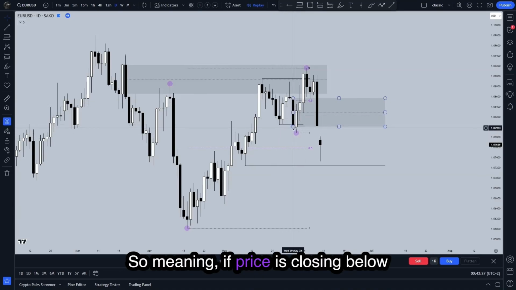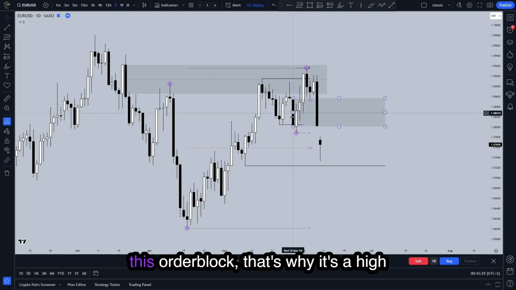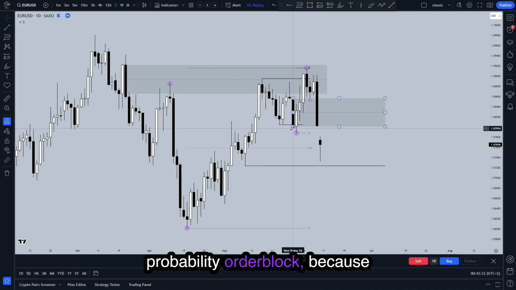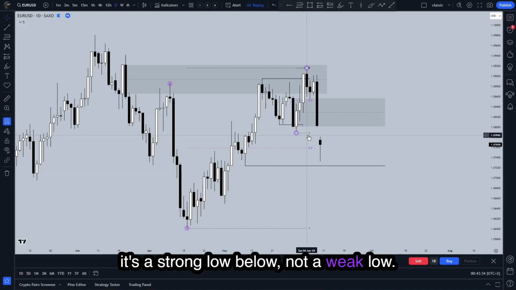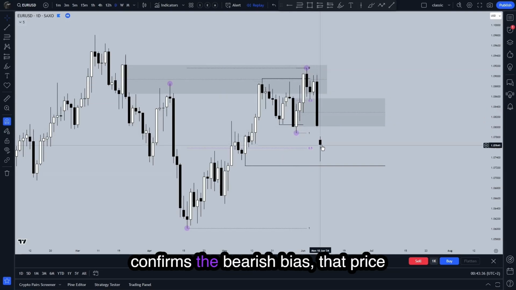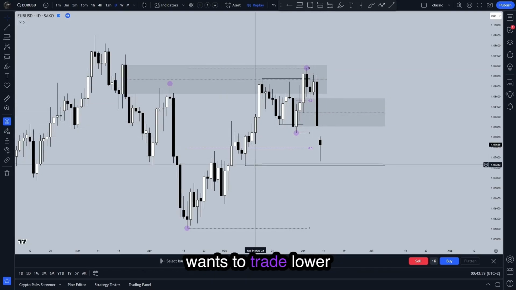So if price closes below this order block, that's why it's a high probability order block, because there's a strong low below, not a weak low. It even more confirms the bearish bias that price wants to trade lower into the sell side of those weak lows here.